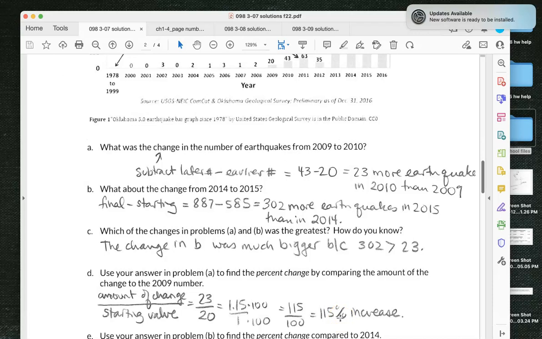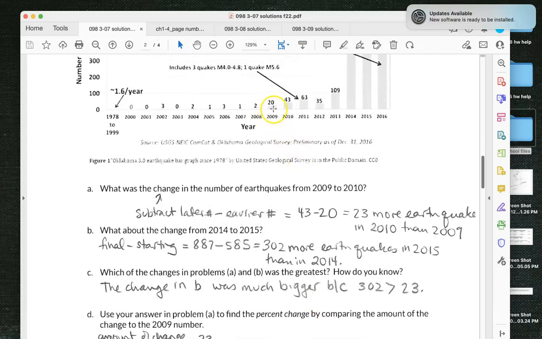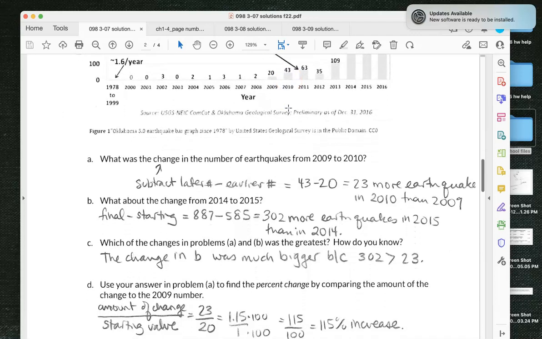When something increases by 100%, it actually doubles. So what I'm saying is that this more than doubled. Do you agree? To go from 20 to 43, the number of earthquakes more than doubled. So there's more than a 100% increase.